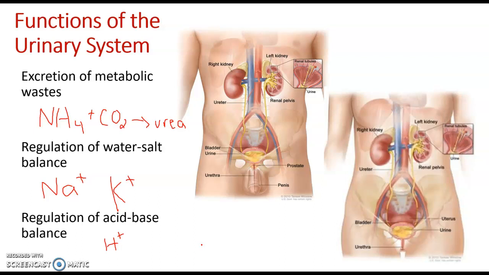And urine is often slightly acidic because we eat quite a few acidic foods, soda, tomatoes, that kind of thing. And those extra hydrogen ions are then filtered out and excreted by our urinary system. So those second two examples, the regulation of our water-salt balance and of our acid-base balance, are really the keys to how the kidneys function to maintain our body's homeostasis.